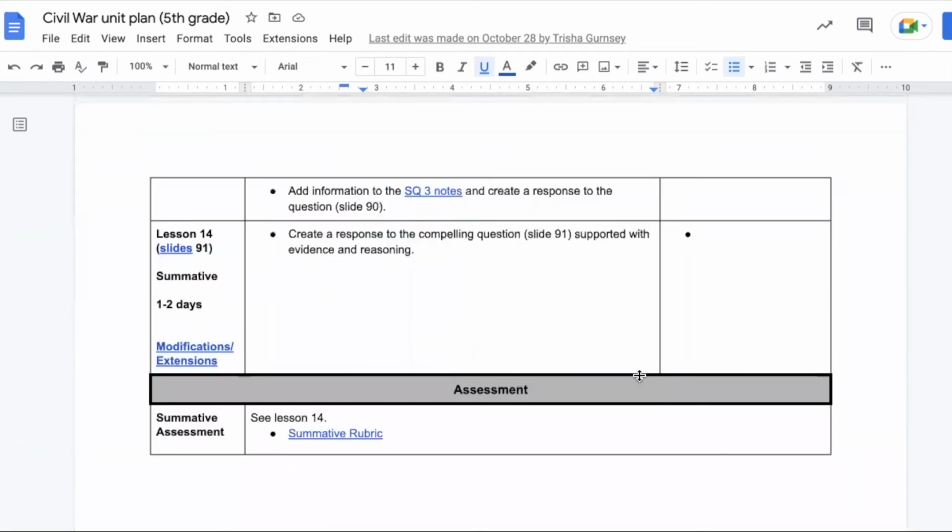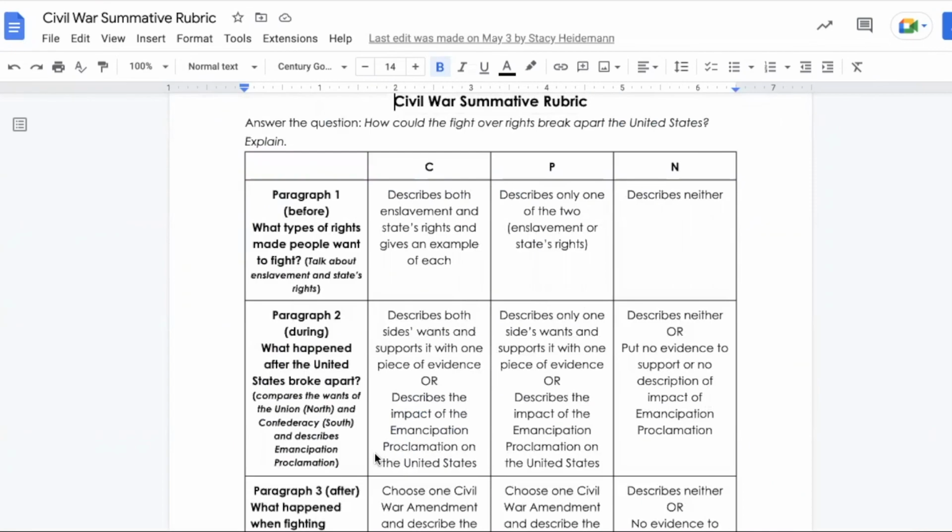Lesson 14 is the summative, in which students create a response to the compelling question. The current summative requires a paragraph for each of the sections of the unit.